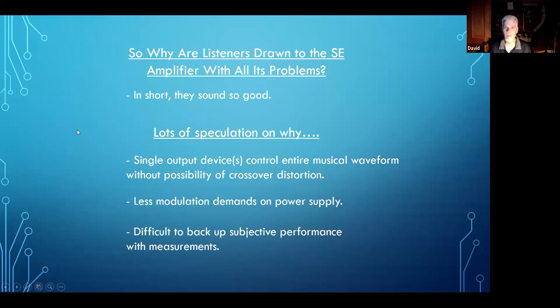So with all this, why are listeners drawn to the single-ended amplifier with all its problems? In short, they sound so good. And there's lots of speculation on why. Single-ended output devices control the entire musical waveform without possibility of crossover distortion. There's less modulation demand on the power supply. But it really is difficult to back up subjective performance with measurements.